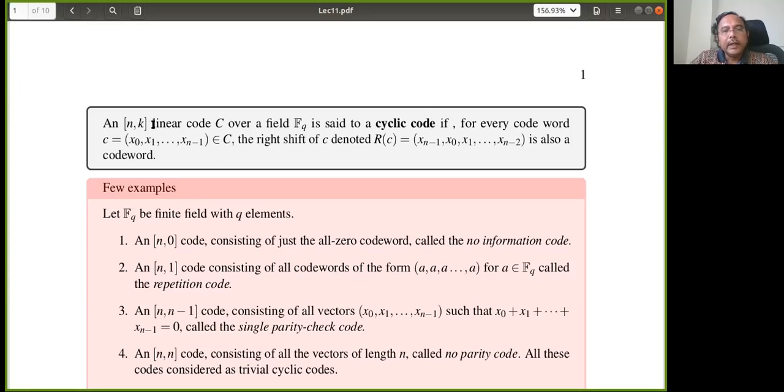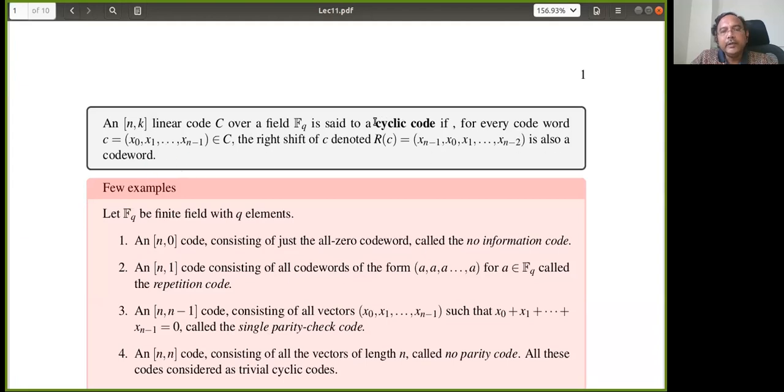An (n, k) linear code C over a finite field F_q is said to be a cyclic code if for every codeword (x0, x1, ..., x_{n-1}) belonging to C, the right shift of it, denoted R(c), is also a codeword. R(c) is equal to (x_{n-1}, x0, x1, ..., x_{n-2}).